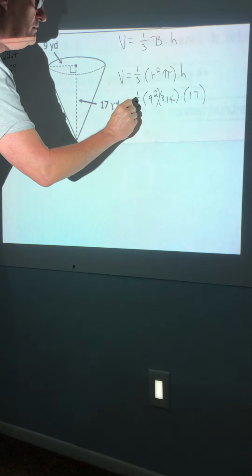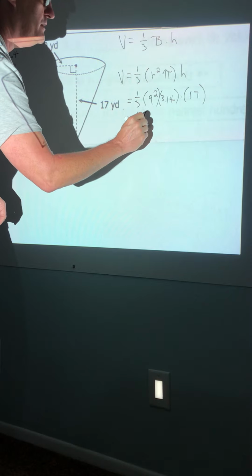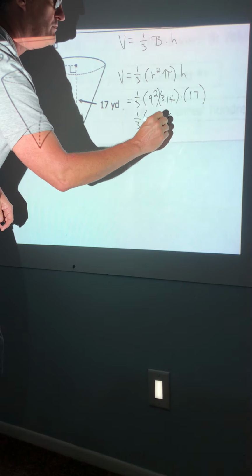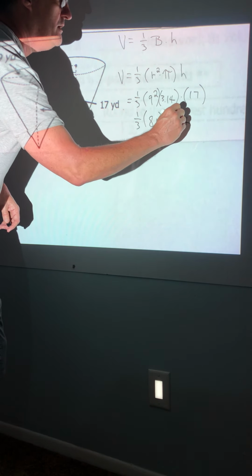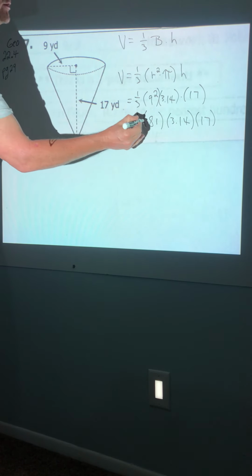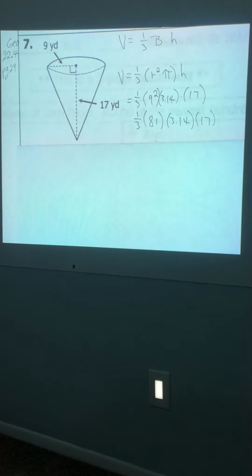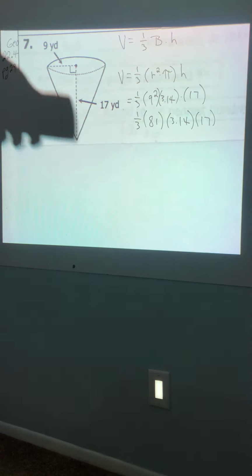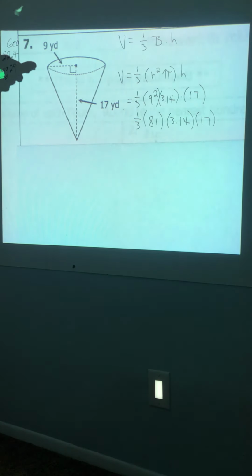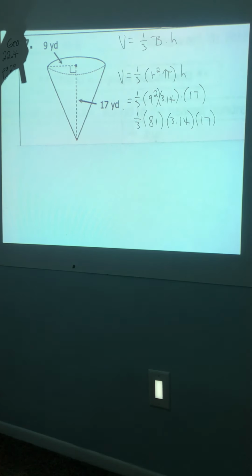Alright, leave the 1/3 alone. 9 squared, 9 times 9, put 81. Leave the 3.14 alone, leave the 17 alone. If you want, multiply these 3, skip the fraction. Let's do it that way. You can change it to a decimal, but I don't know, this is what I'm feeling on this one. So I'm going to skip over the 1/3, and I'm going to go 81. Make sure you hit clear.